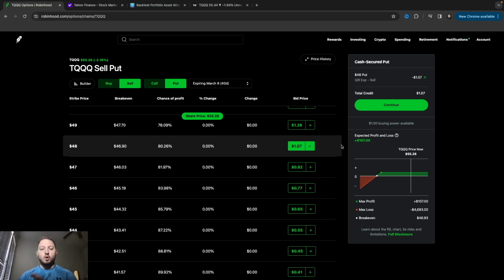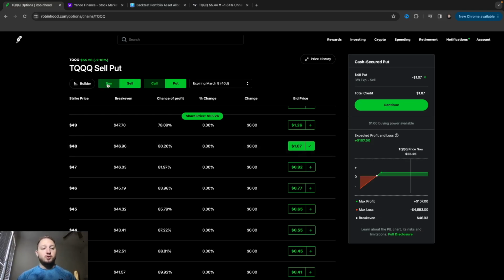Now, what you can do if you don't have the $4,700, I get it, not everybody's going to have it. It's a very easy change here to do. And what we're going to do is what's called a credit spread. Now again, this only works if you're right. Basically, all the market's got to do is not fall apart.